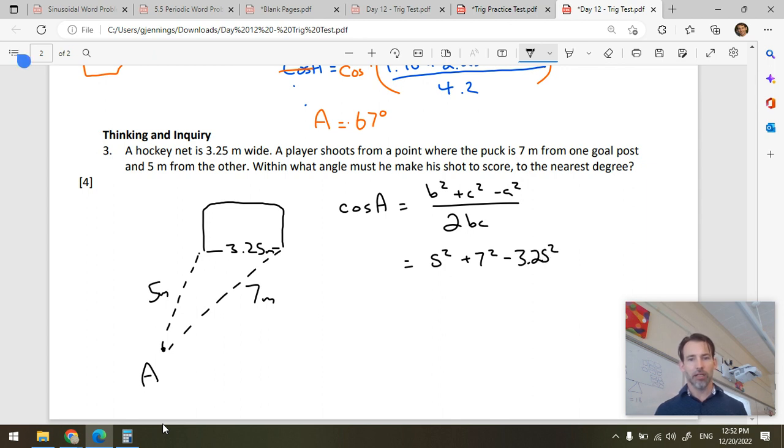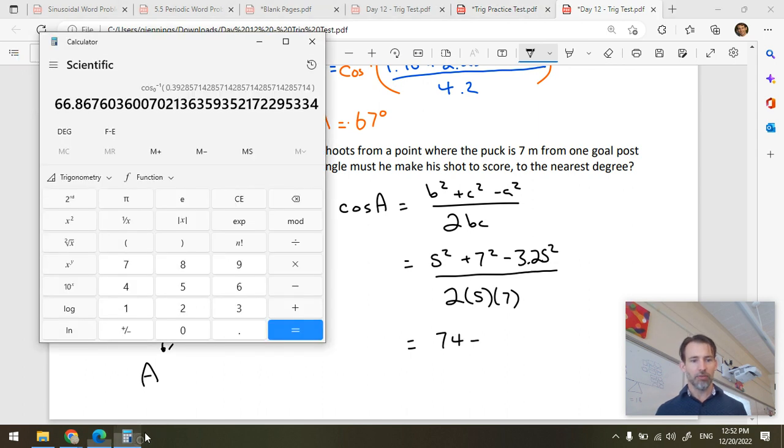I can't square that in my head. Youch. All over 2 times 5 times 7. Do as much in your head as possible. 5 squared plus 7 squared happens to be 74. 74 minus 3.25 squared. 3.25 squared is 10.5625. We're going to subtract from 74. Flip its sign. There we go. So we have this on top all over 70. So we're going to divide by 70, which equals 0.90625.